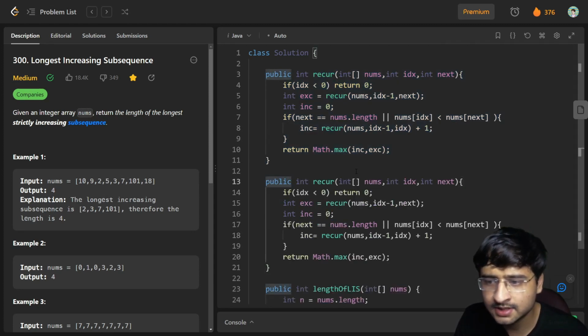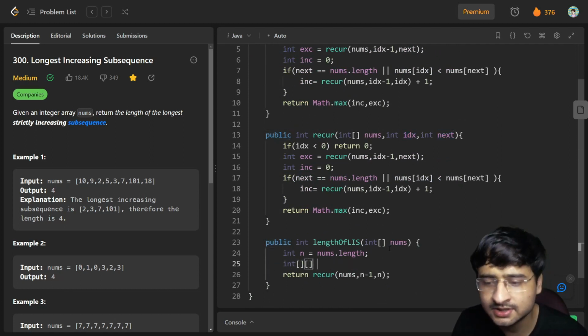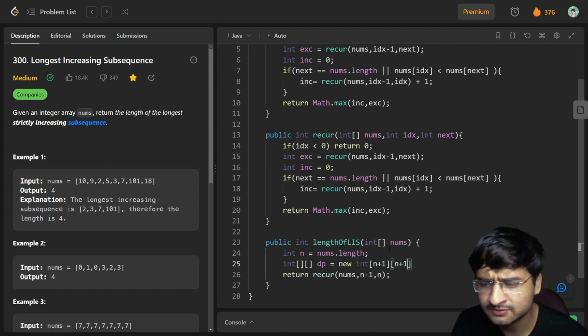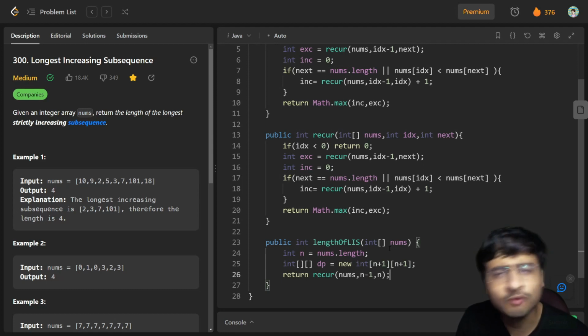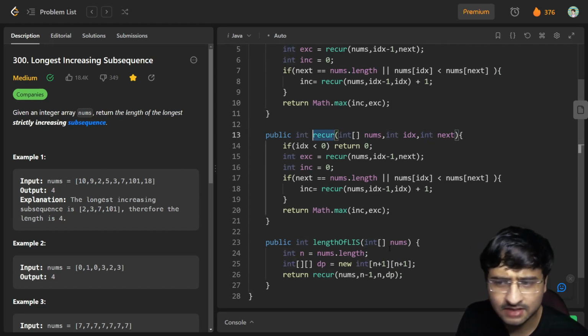Here I have to take a DP of 2 dimensions because index and next are the variables which are getting changed. DP is equal to new integer, I'll say n plus 1 comma n plus 1. Let's make a DP of n plus 1 by n plus 1 to avoid any out of bounds, right? So I'll pass the DP array here. Correct. Wherever I've written recur, I'll name it memoization.